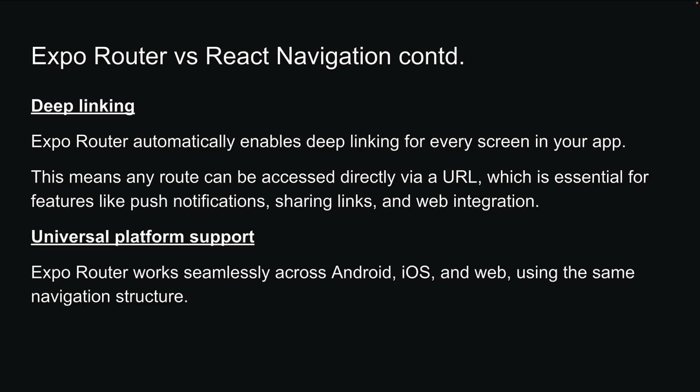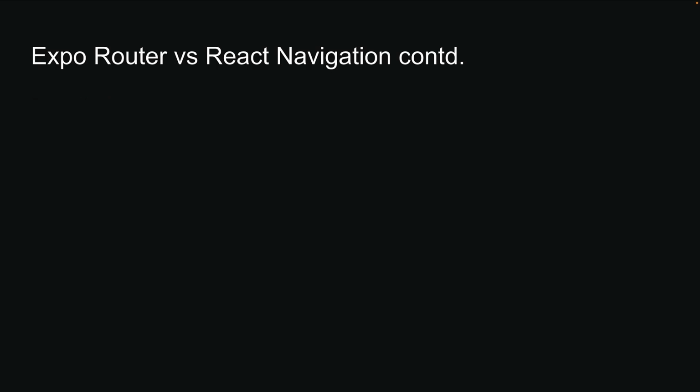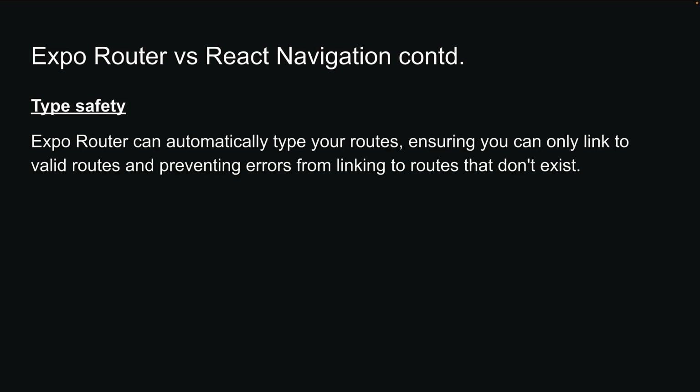Fourth is universal platform support. Expo Router works seamlessly across Android, iOS, and web using the same navigation structure. This is particularly valuable if you're building a cross-platform application. Fifth is type safety. Expo Router can automatically type your routes, ensuring you can link to valid routes and preventing errors from linking to routes that don't exist.